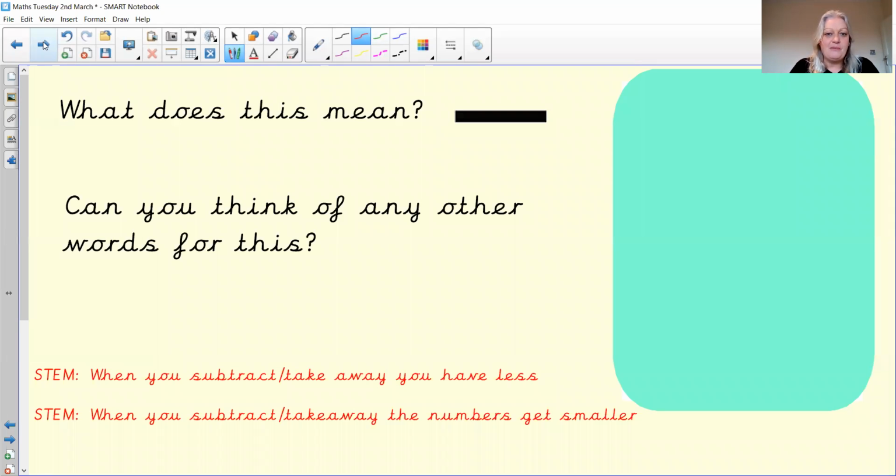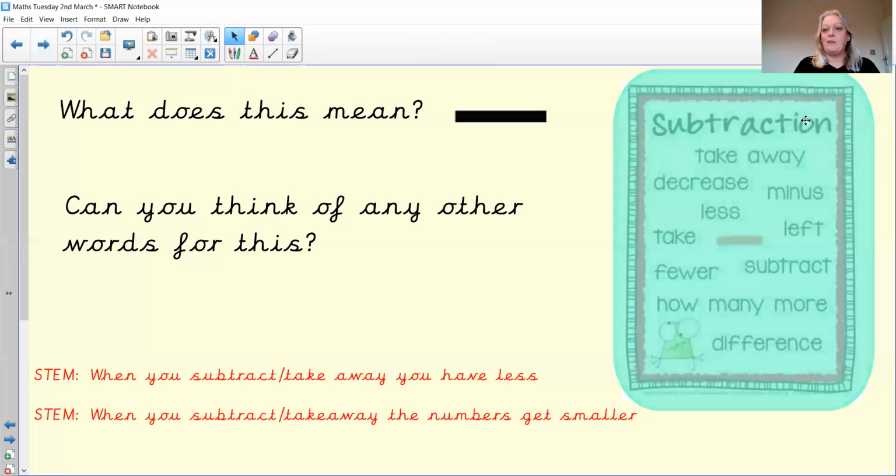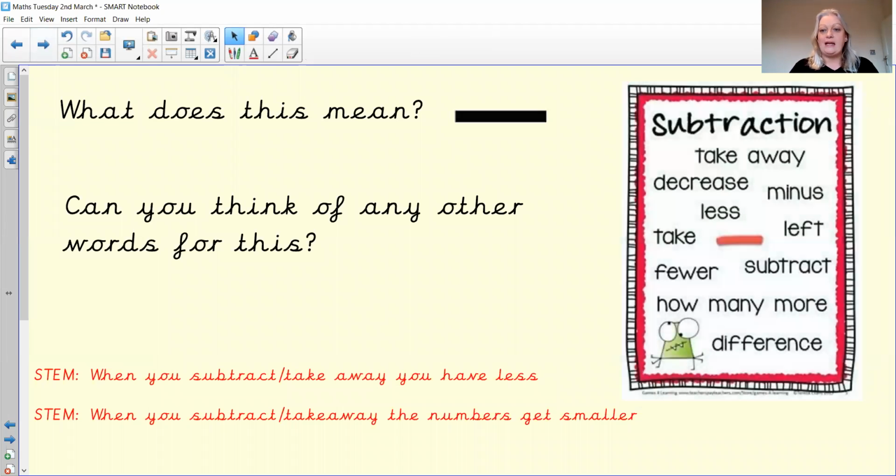Can you remember what that symbol means, that mathematical symbol? Yes, that's right. It's all about takeaway and subtraction. And we had lots of other words for it yesterday, didn't we? We had taking away, minus, finding the difference, subtract. It's all about making things get smaller. When you subtract or take away, numbers get smaller. You get less amounts, fewer. That's another word that will come up today. Fewer also just means taking away, subtraction.